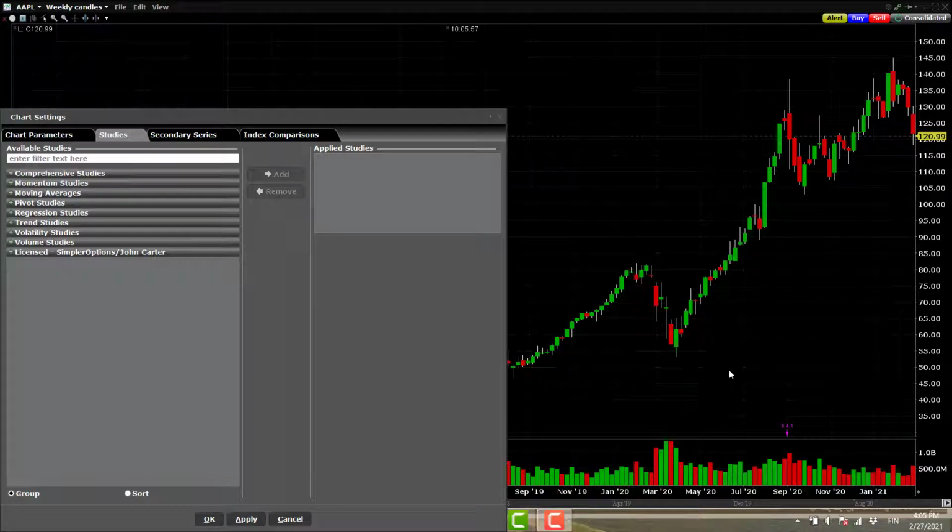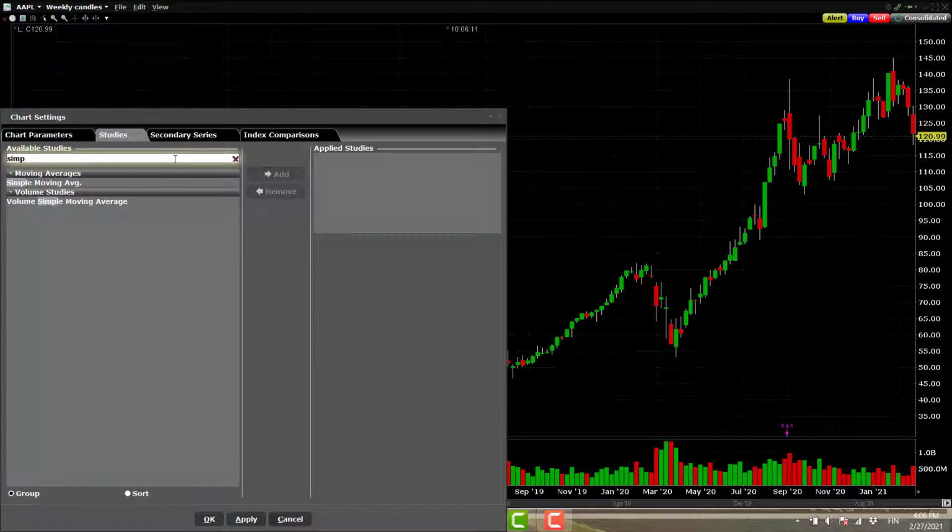Okay, next up is moving averages. I'll just do this on the Interactive Brokers platform because this is pretty much the same on every platform. So, the simple moving average.